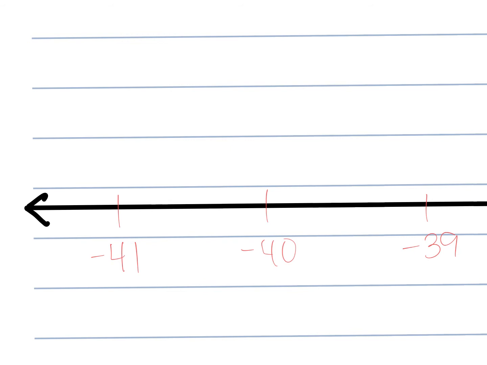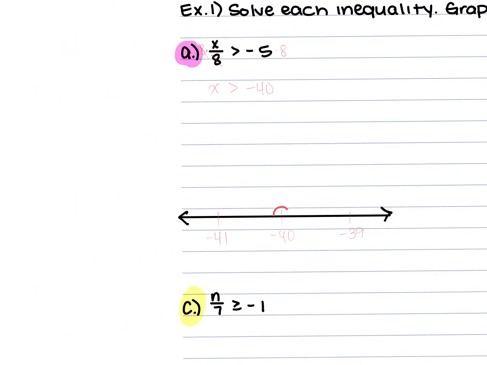What goes on the negative 40? Open circle. Why? Because it doesn't have the line underneath. Do you see the symbol that's being used? And which way do we shade? To the right, to the right, to the right, to the right.